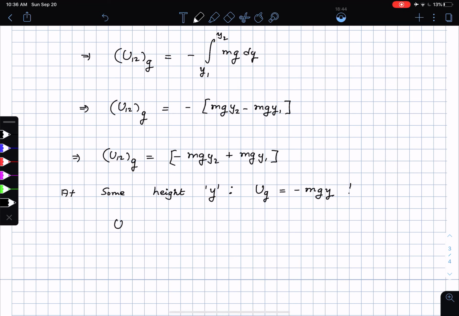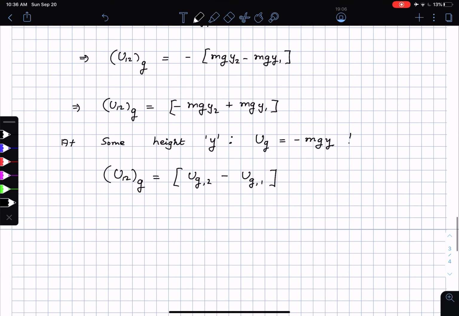Okay, which means that U12g can be written as Ug at position 2 minus Ug at position 1. Work done by the force of gravity at position 2 minus the work done by the force of gravity at position 1. The difference between that is the net work done as I go from position 1 to position 2. Okay, so this is something that you can see very well here. So which tells me eventually that U12g is equal to minus mg y2 plus mg y1.